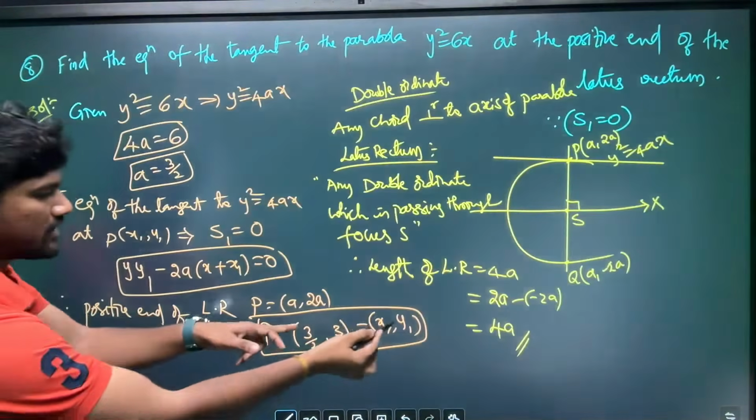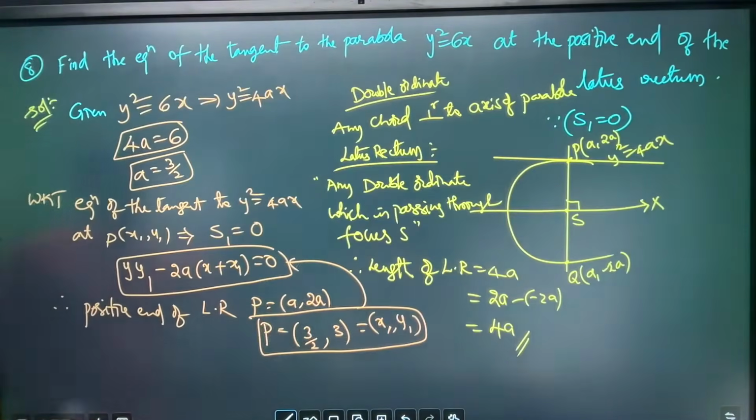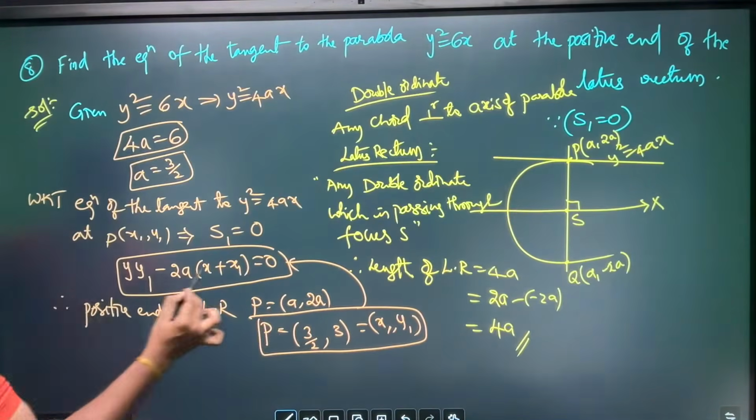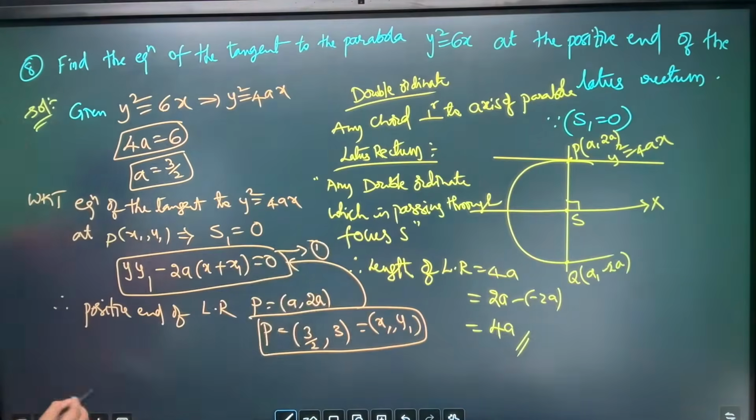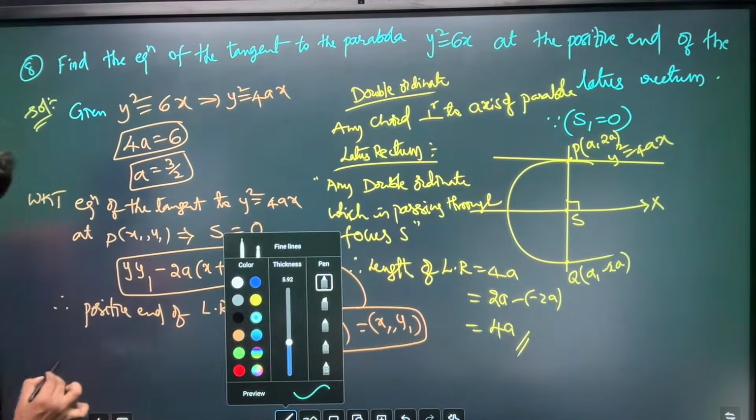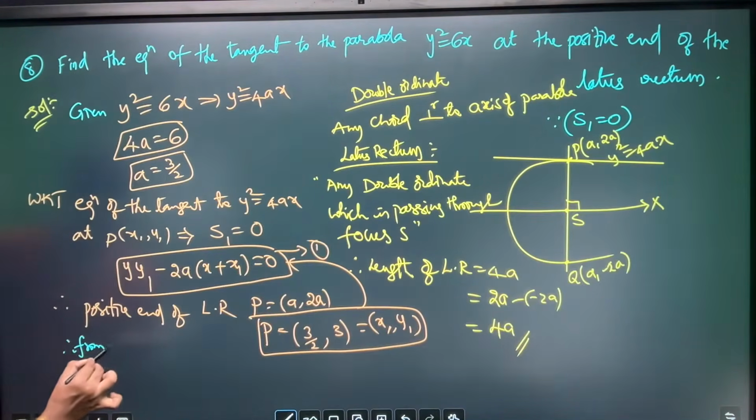So this is x1 comma y1. Now substitute that point here. Okay, so therefore take it as equation number 1 ma. So therefore finally I can write ma, therefore from equation number 1.